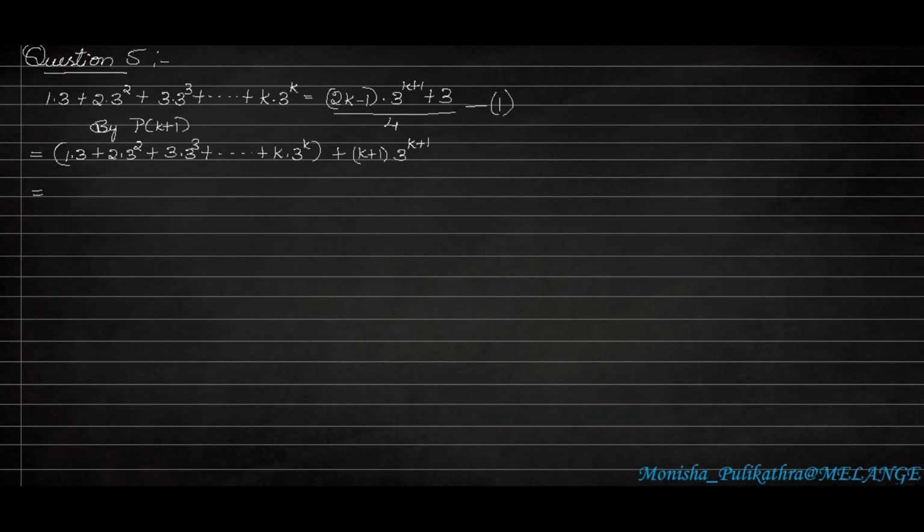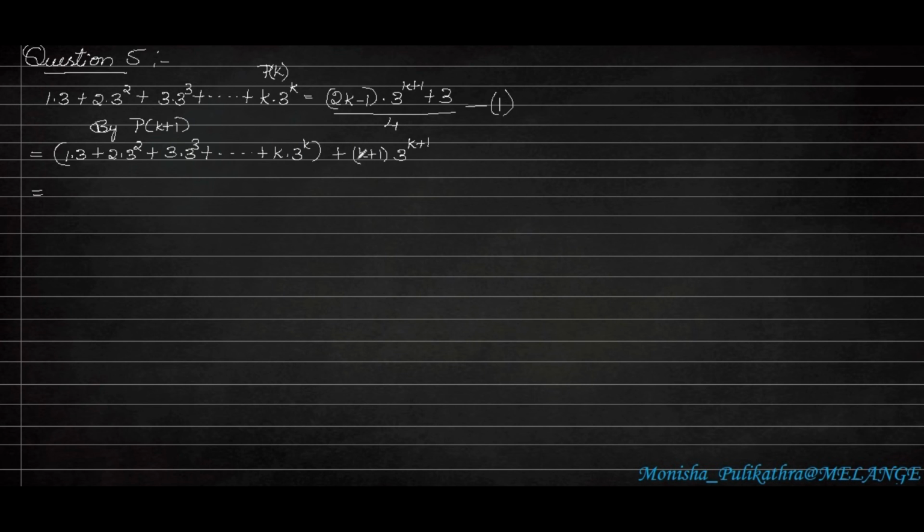Let us continue with the fifth question. So this was equation 1 I have already written: 1 into 3, 2 into 3 square, up to k into 3 to the power of k. We have derived this equation for p of k. Next, instead of p of k we have to take another equation in the form of p of k plus 1. When we write k plus 1 as a consecutive number, the previous number will always be k into 3 to the power of k.